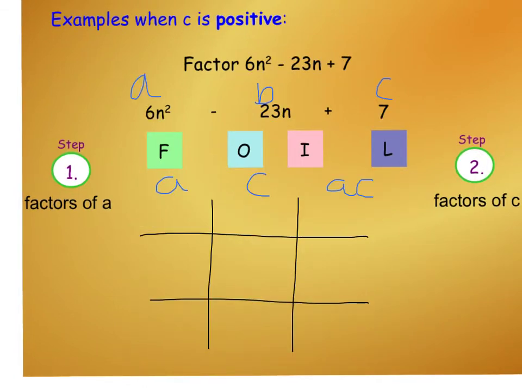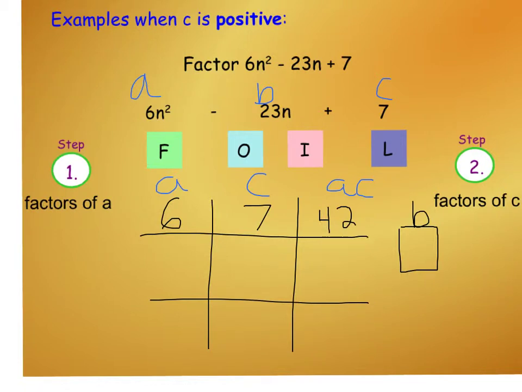Alright, so I showed you one method. I'm going to show you another method that I think you'll like called tic-tac-toe. Here's what you do. You set up a tic-tac-toe board, and on your tic-tac-toe board you're going to write A, which is 6, you're going to write it right there, and you're going to write C, which is 7, you're going to write it right here. Next, you're going to multiply A to C. And when you do that, 6 multiplied to 7 is 42.